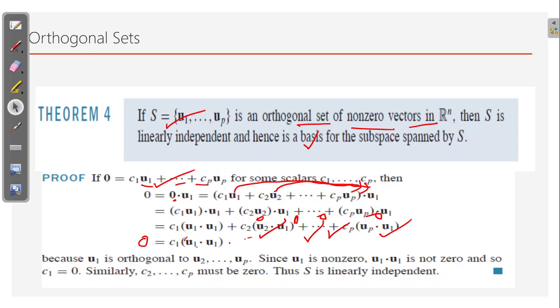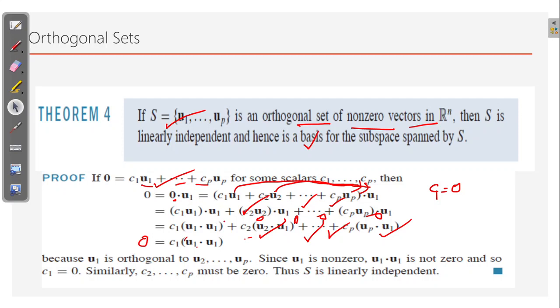So that c1 must be equal to 0. Okay. Similarly, if you take the inner product, you can find out the value of c2. You can find out the value of c3, the value of c4, etc. Finally, the values of cp can be evaluated by using this method.